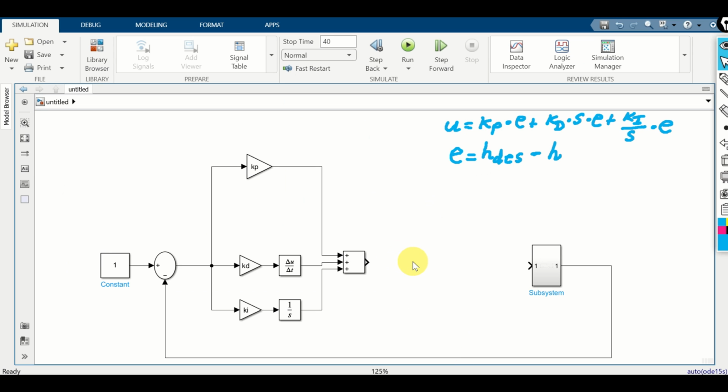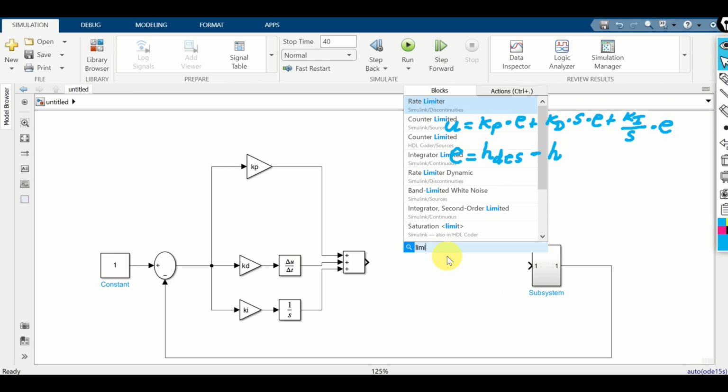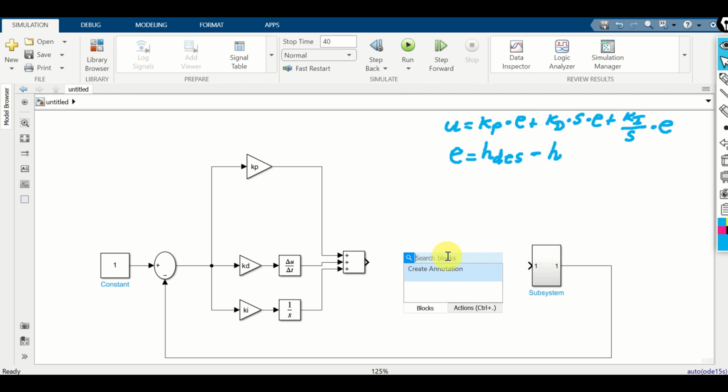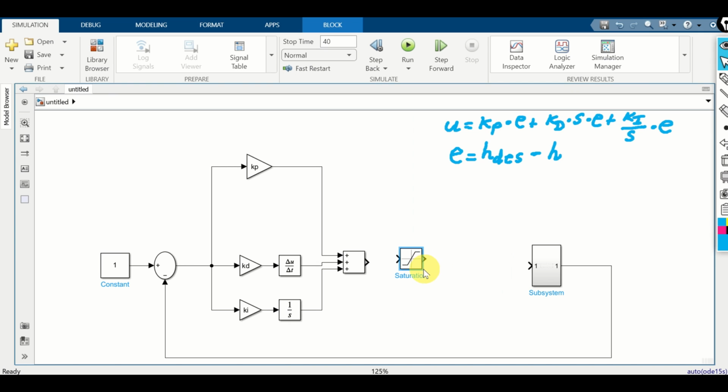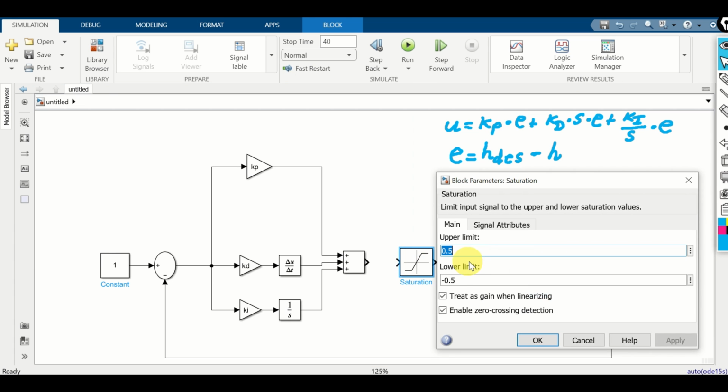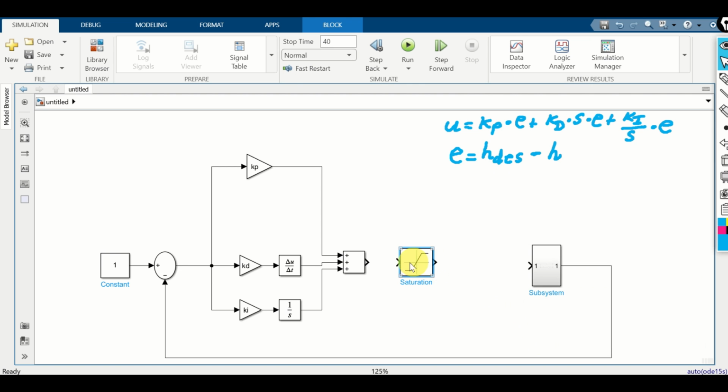To model this block, double-click here and search for limit. Or better to say, search for saturation. This is the correct block. Search for saturation and not limit. Double-click on the saturation and set the lower limit to 0, and let's set the upper limit to 5, for example. This will limit the input flow rate to 5 cubic meters per second. Next, connect the parts together, and that's it.